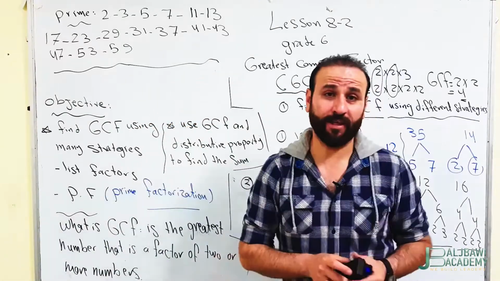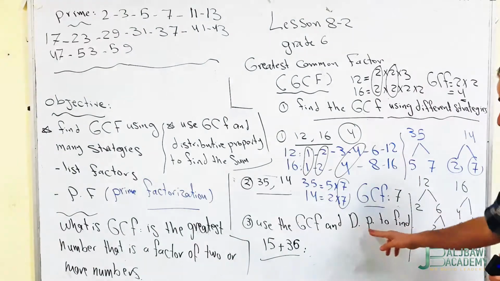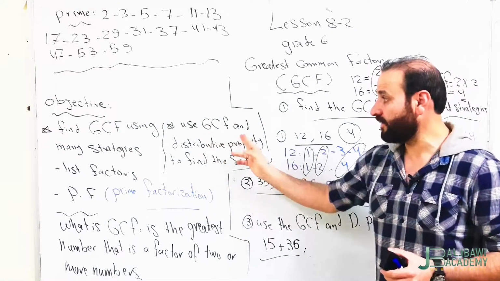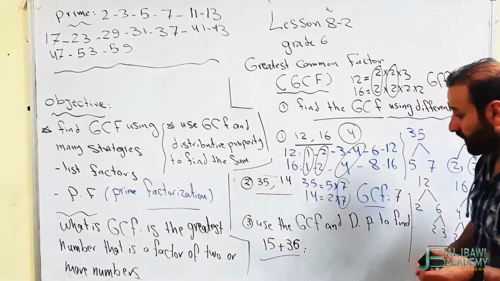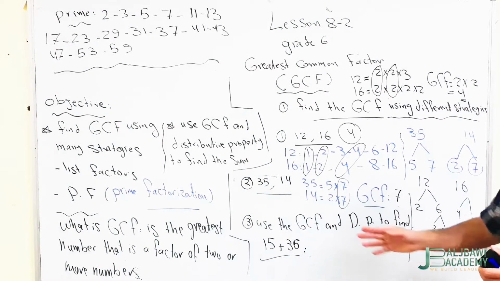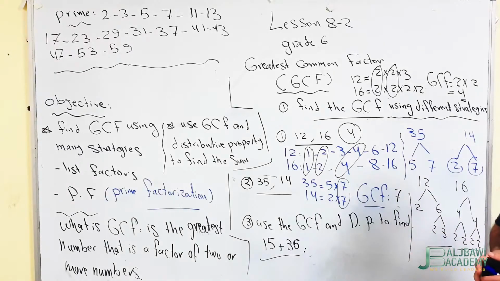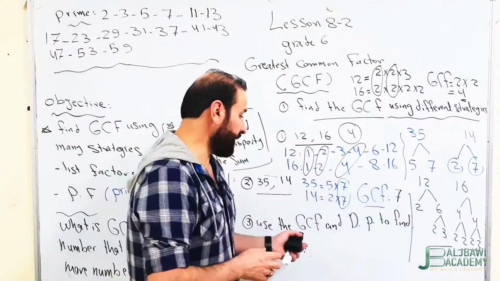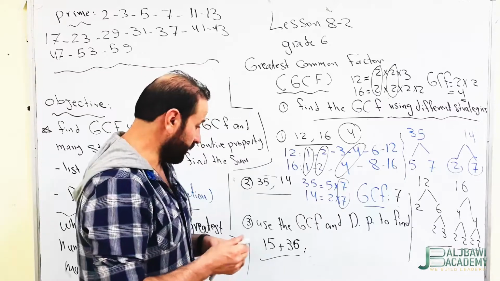Now, another application for the GCF: use the GCF, the greatest common factor, and the distributive property to find 15 plus 36. I mentioned in the beginning, we need to use the GCF and distributive property to find the sum of two numbers. I can find it mentally, or I can add them using the formal way, but I want to use the GCF and distributive property. What's the first thing I need to find? The GCF for 15 and 36, using prime factorization or listing the factors.